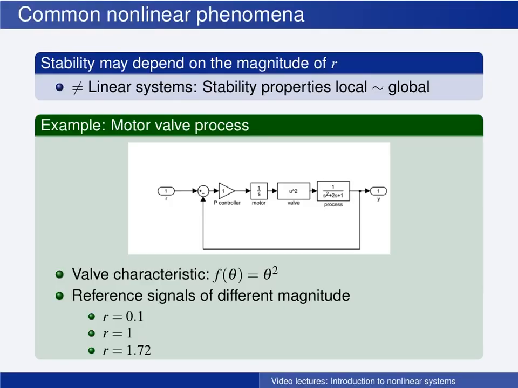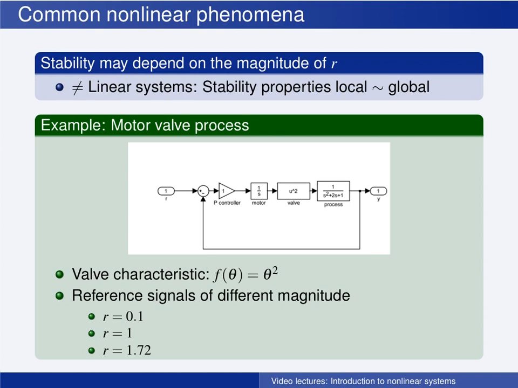As a result of the differences between linear and nonlinear systems that we have discussed in the previous videos, there are some phenomena that you may observe in nonlinear systems which you do not have in linear systems. As we have seen, the behavior that the nonlinear system displays depends on the initial condition. And as a result of this, in nonlinear control systems, the stability that the system displays may depend on the magnitude of the reference signal.